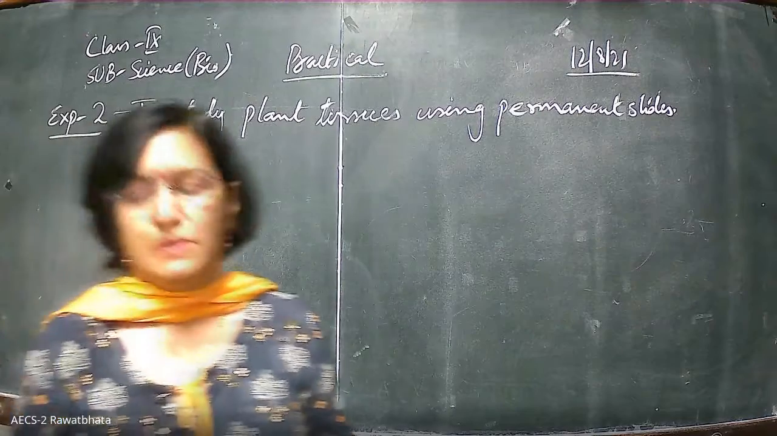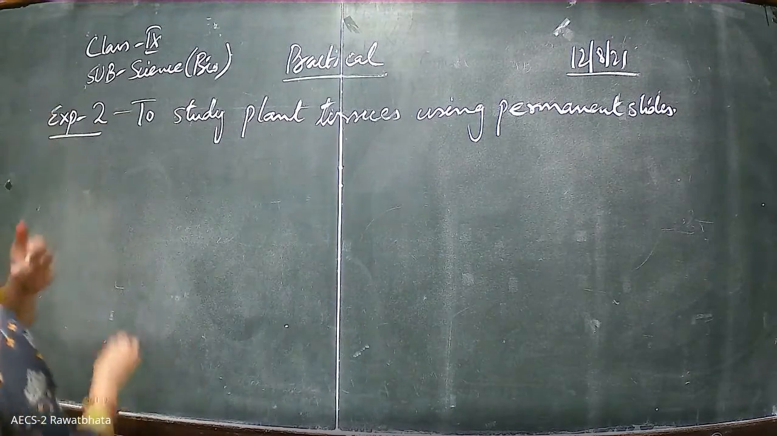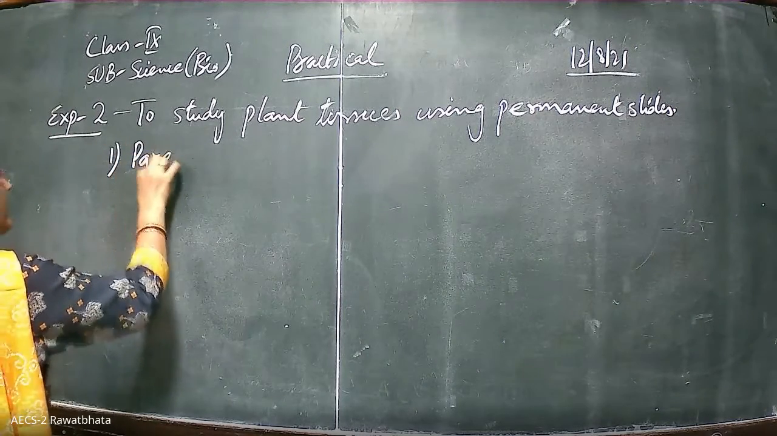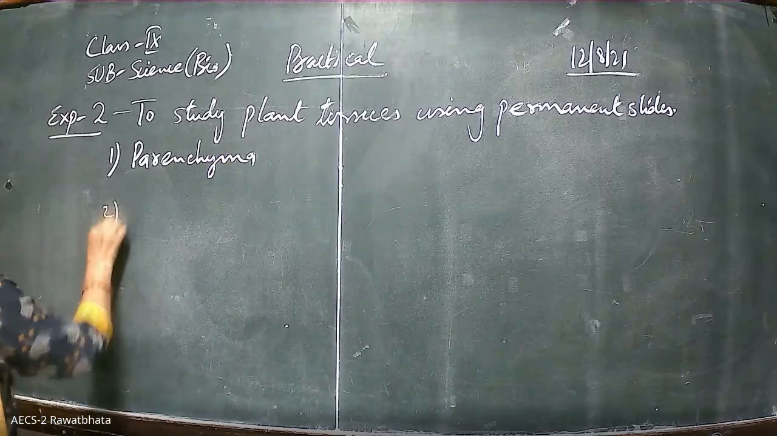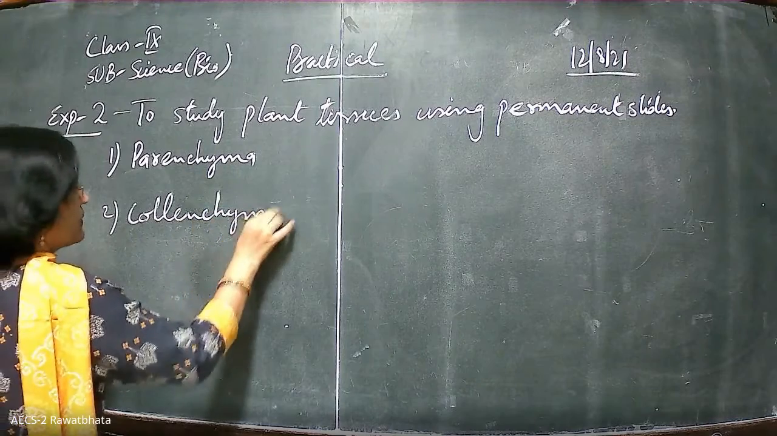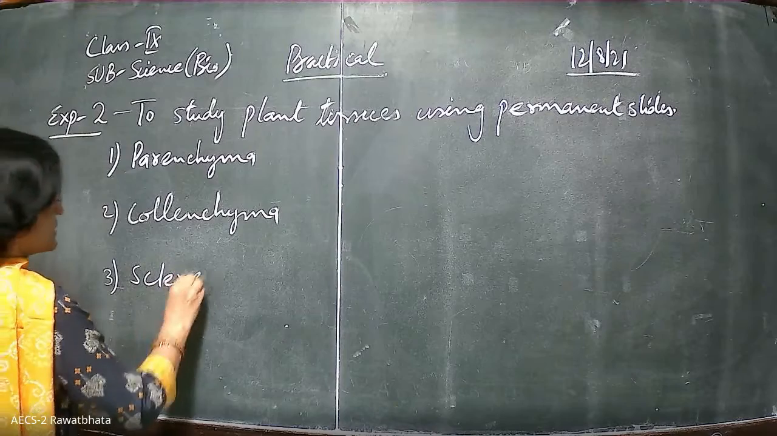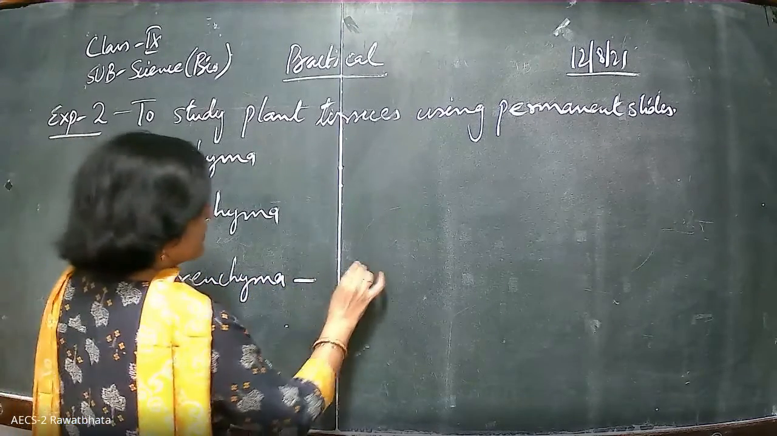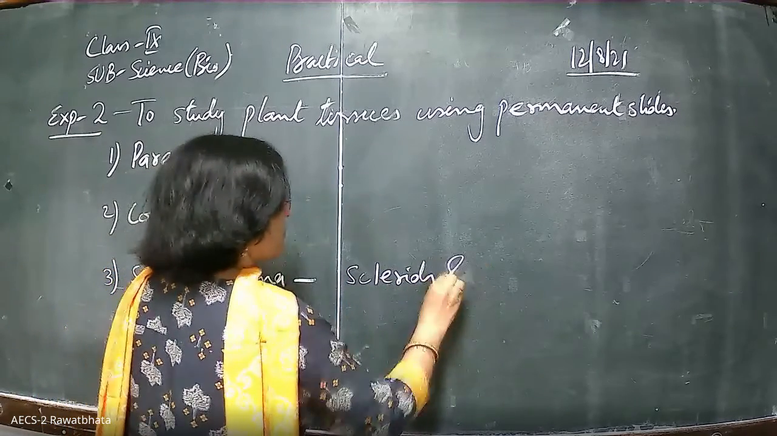To begin with, the first one, plant tissues, 3 of them we are supposed to study. The first one is parenchyma. The second one, collenchyma. And the third one is sclerenchyma. And in sclerenchyma, basically, sclereids and fibers are there.